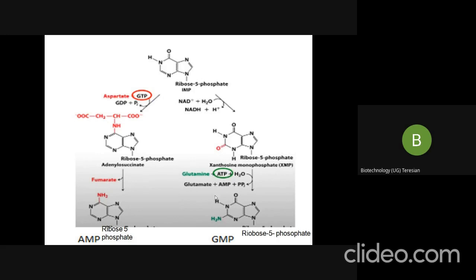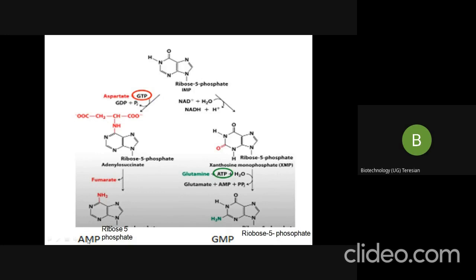From where does it get this amino group? It gets it from the glutamine. And what is being utilized? ATP is utilized, and finally the glutamine, after donating its amino group, forms the glutamate, and then AMP and inorganic pyrophosphate. Thus your GMP is produced. So you can see that from IMP you're getting AMP and GMP by a two-step reaction. So you can remember this easily.